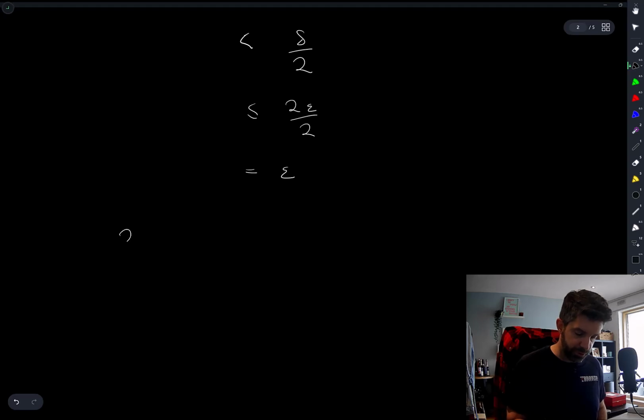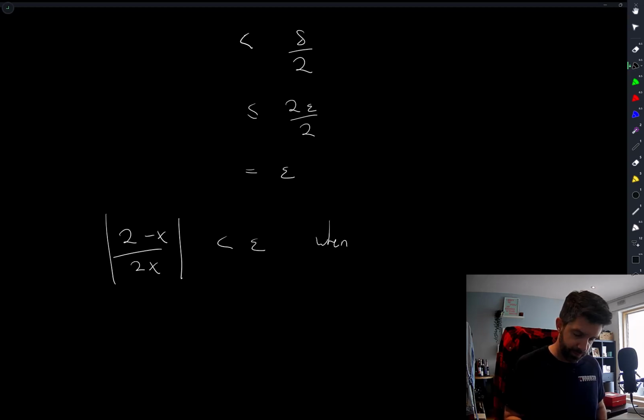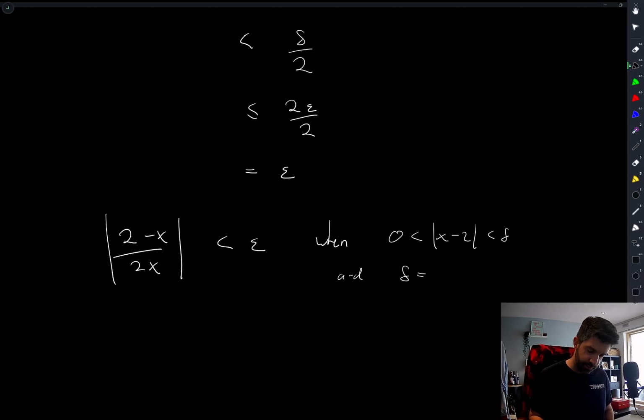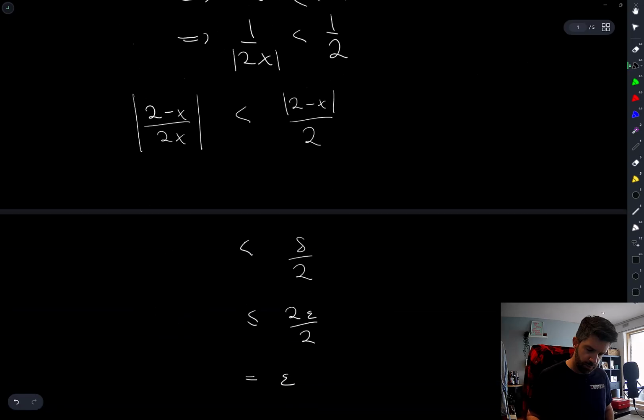So ultimately, I've shown that 2 minus x over 2x is less than epsilon when 0 is less than absolute value of x minus 2 is less than delta, and delta is equal to the minimum of 1 and 2 epsilon. Or did I say epsilon over 2 or 2 epsilon? 2 epsilon.